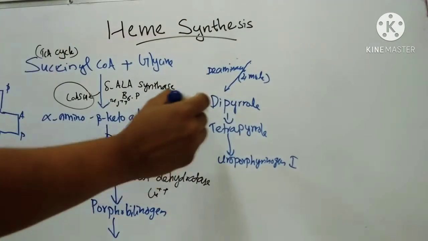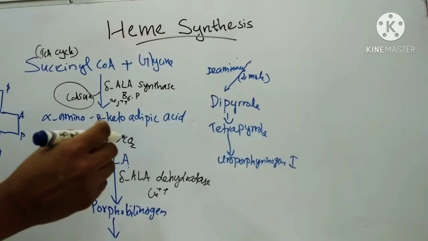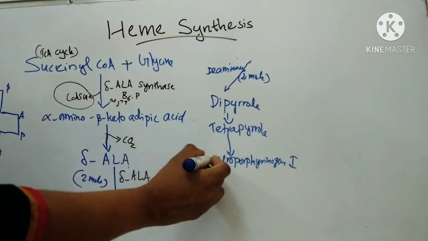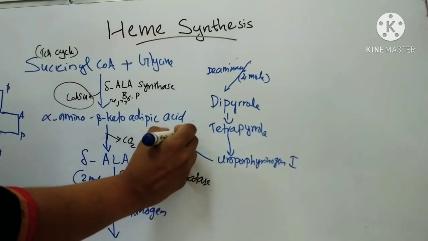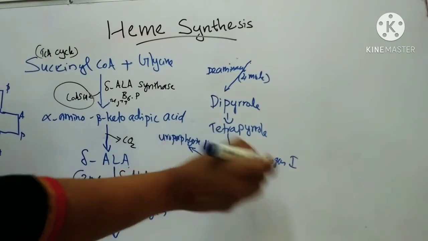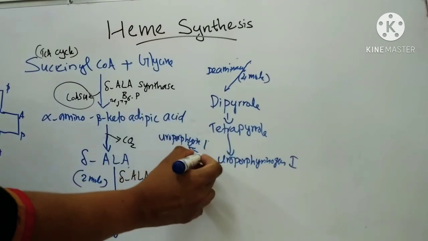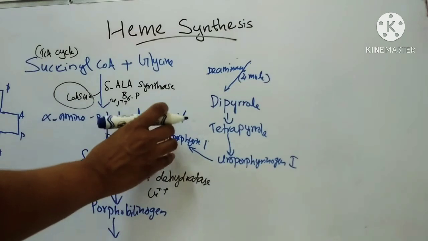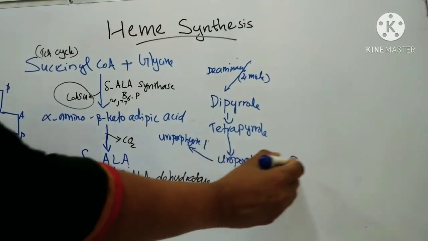Oxidation of uroporphyrinogen 1 produces uroporphyrin 1. It is excreted in urine in small amounts normally. So that is the formation of uroporphyrinogen 1.